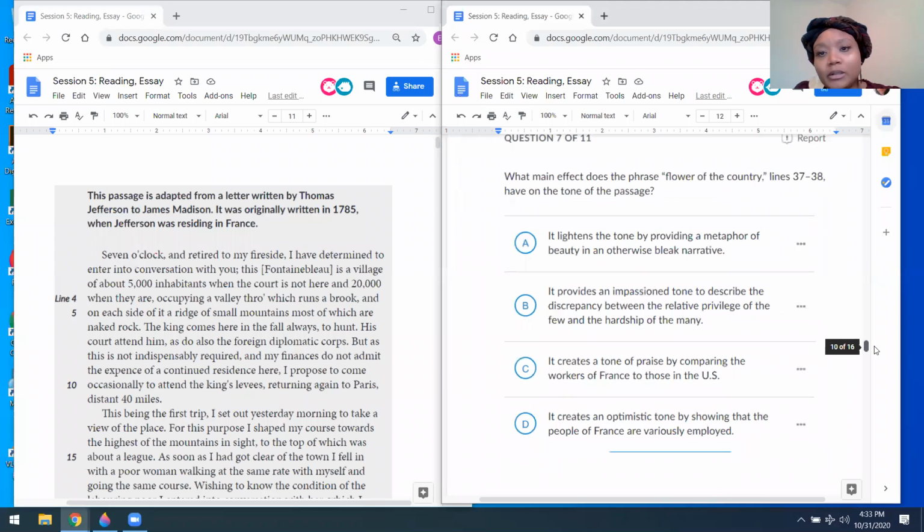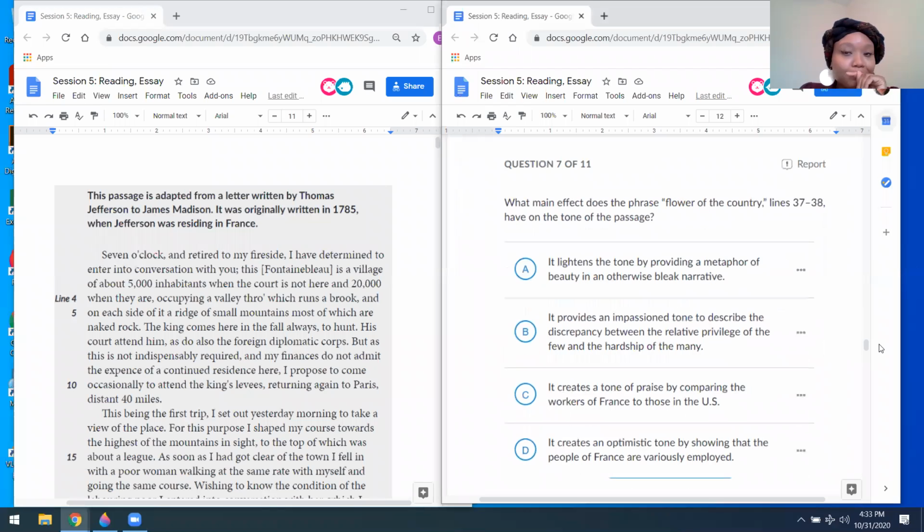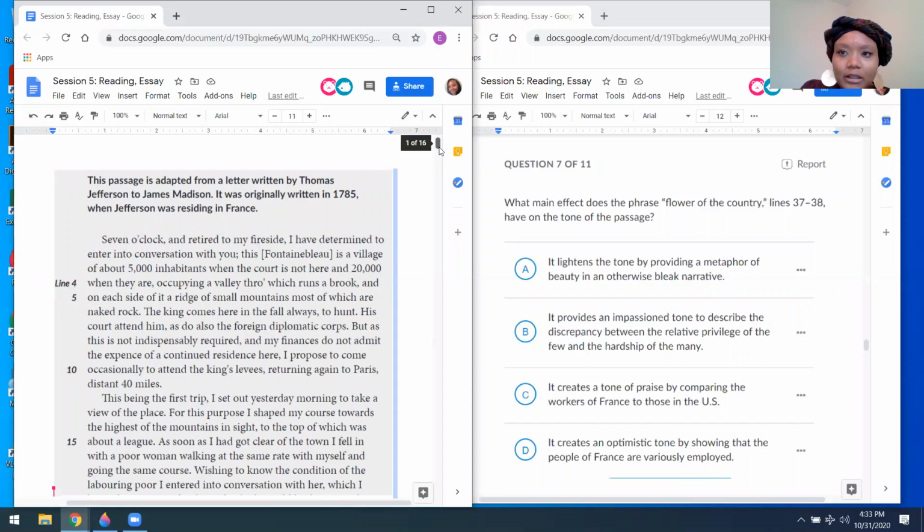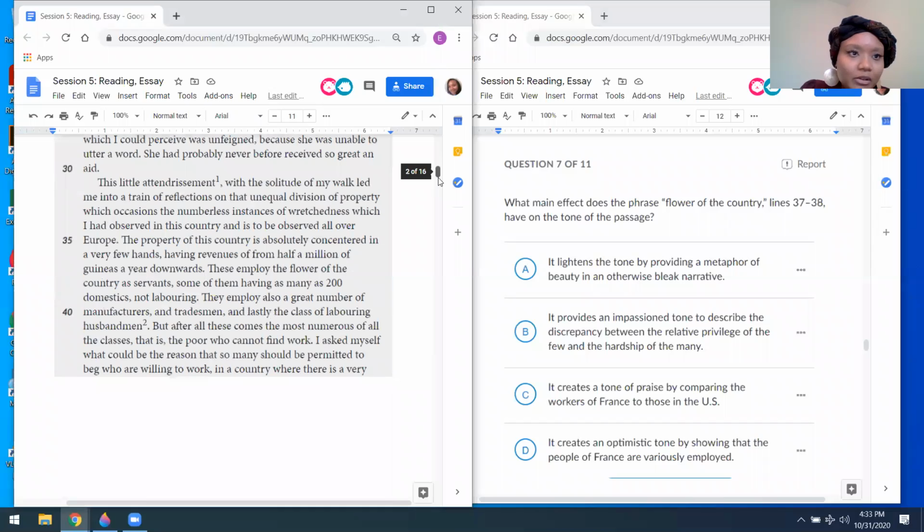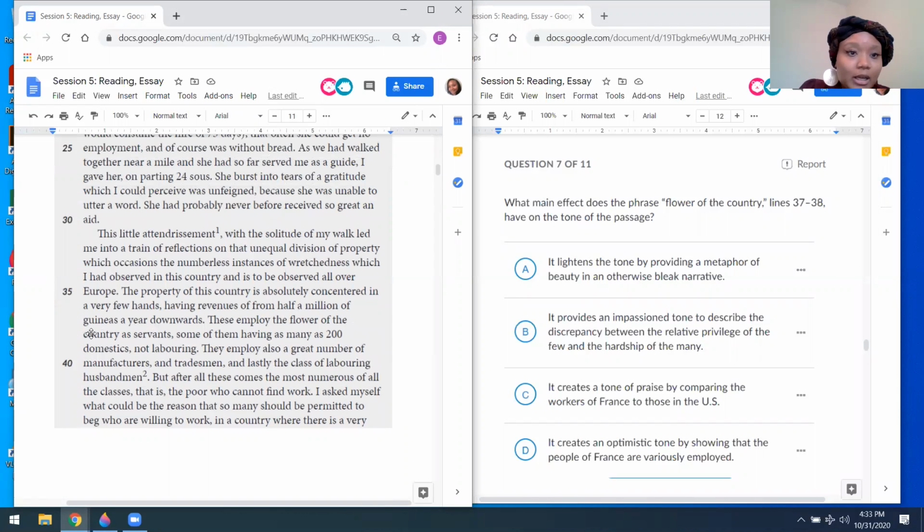So I had you looking at 7 as well. I'm just going to give you 7 myself. 7 is, what main effect does the phrase flower of the country in lines 37 through 38 have on the tone of the passage? So here we are again looking at tone, vibe, mood, whatever word works for you, but those are essentially the same thing. So if it's referencing a specific line, always go to that line. Even if you think you know the answer, you can go to that line just to make sure. So we're looking at 37 and 38.